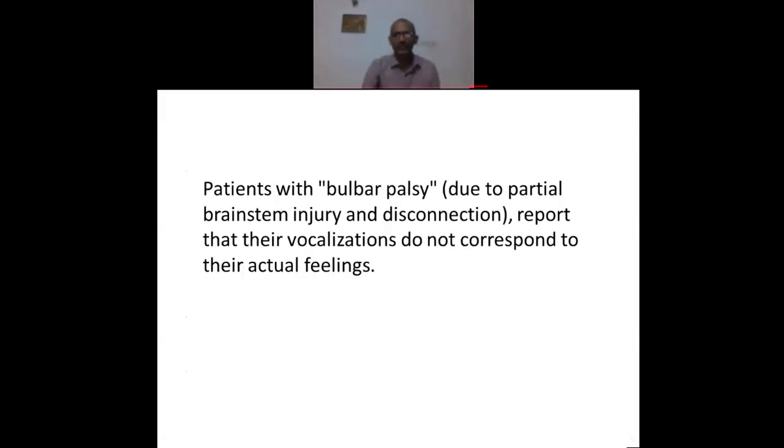Then patients with bulbar palsy, due to partial brainstem injury and disconnect palsy, report that their vocalization does not correspond to what they feel. The patient would say, I'm feeling happy, but when my voice comes out, it sounds like a crying voice or some such thing. So these are the different things that happen in a neurogenic voice problem.